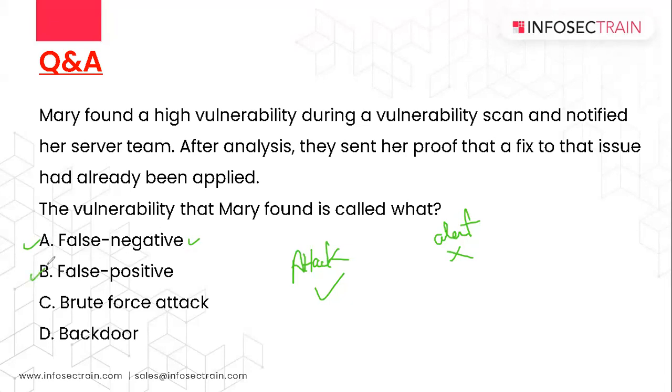Then we have the false positive. Here, our scanner is incorrectly identifying a vulnerability. The scanner says it is present, present, present, but actually it is not there. It means that no attack is going on, but our alert system is generating an alert for it. That scenario is known as a false positive.